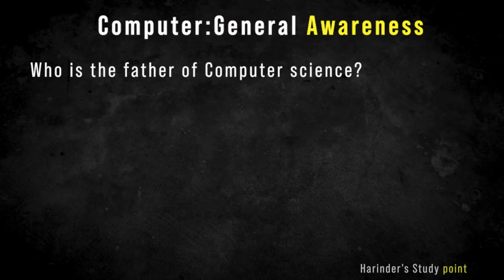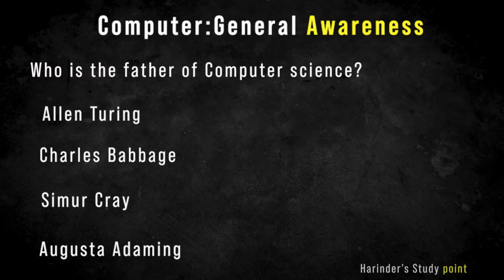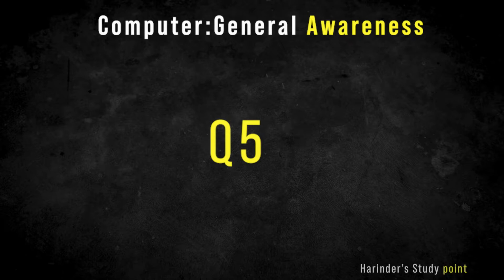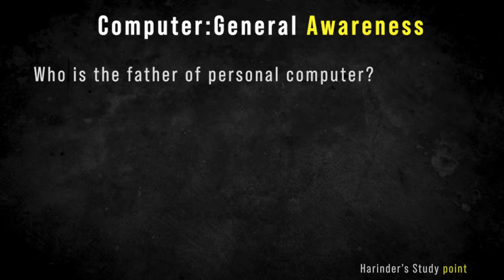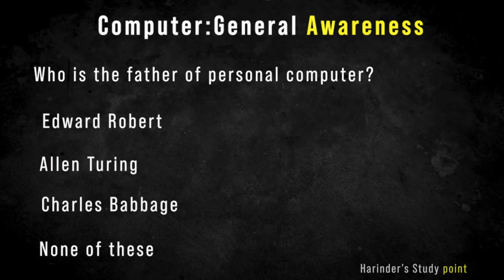Who is the father of computer science? Alan Turing, Charles Babbage, Seymour Cray, Auguste Deming. Correct answer is Alan Turing. Who is the father of personal computer? Edward Robert, Alan Turing, Charles Babbage, None of the above. Correct answer is Edward Robert.